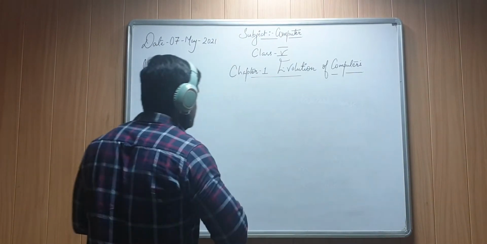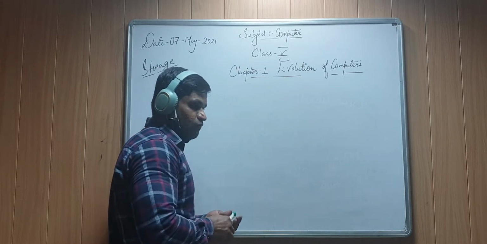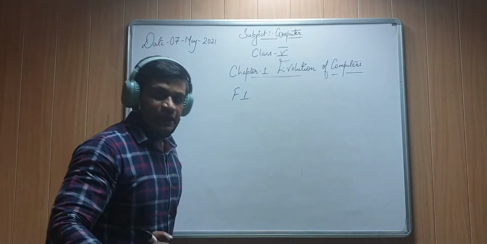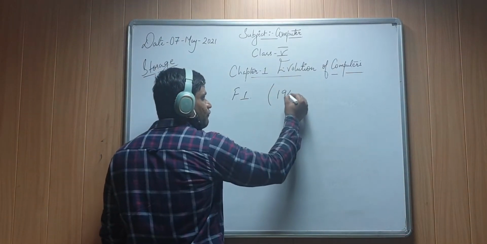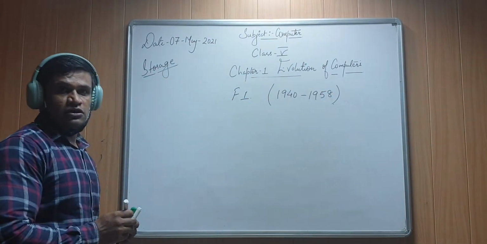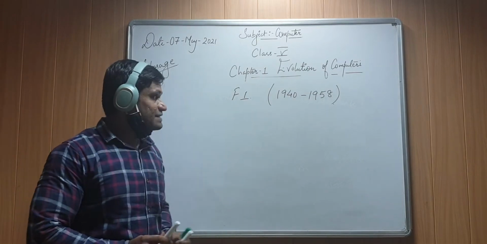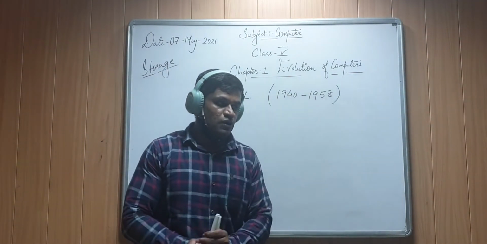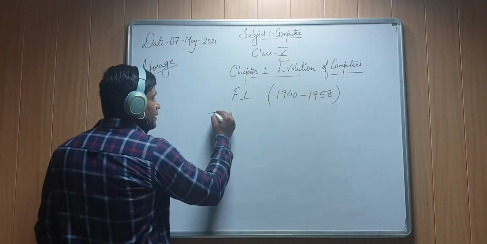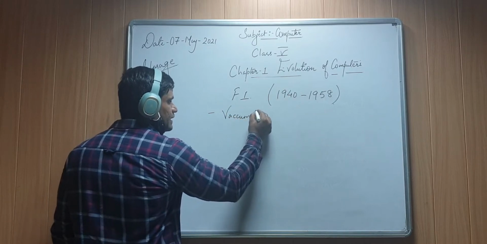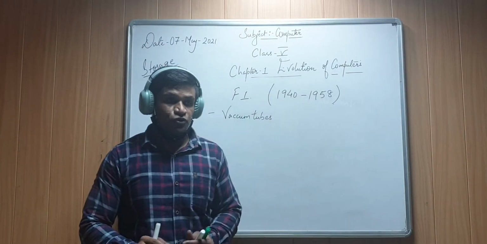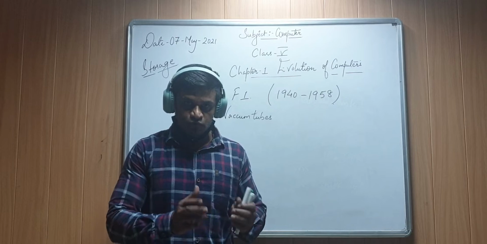So the first generation, which is termed as F1, that is first generation, and this was between 1940 to 1958. The time of the first generation of computer is regarded as between 1940 to 1958. Now what had happened? They used vacuum tubes. पहले फर्स्ट जनरेशन के अंदर वैक्यूम ट्यूब्स यूज किए जाते थे for assembling a computer. A picture of a vacuum tube is shown in your book itself.